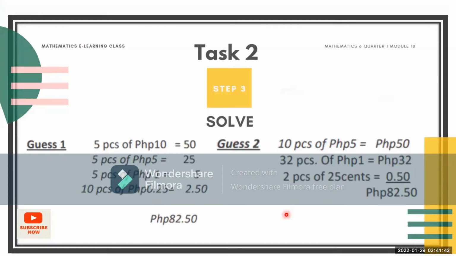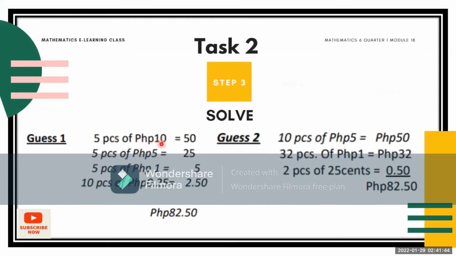Okay, first we have guess 1: 5 pieces of 10 pesos, which is equal to 50 pesos. 5 pieces of 5 pesos, which is equal to 25 pesos. 5 pieces of 1 peso, which is equal to 5 pesos. 10 pieces of 25 centavos, which is 2.50, with a total of 82.50.